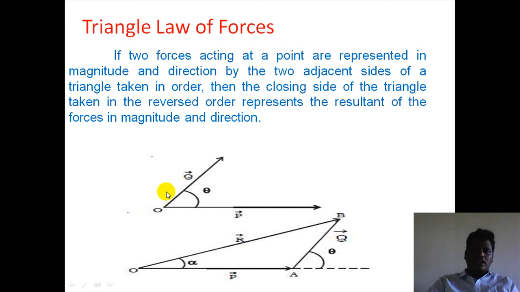Now P and Q are the two forces making an angle theta. I am taking P and Q in order. The angle made between P and Q is equal to theta. Now, what about the resultant? The resultant is nothing but the closing side of the triangle, which represents the resultant of both P and Q. Now it forms a triangle. This law is called the triangle of forces.